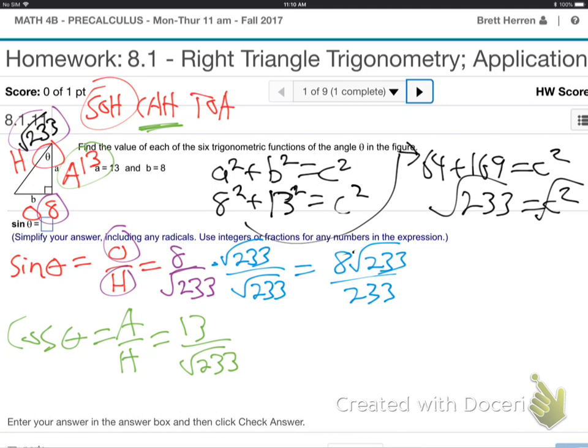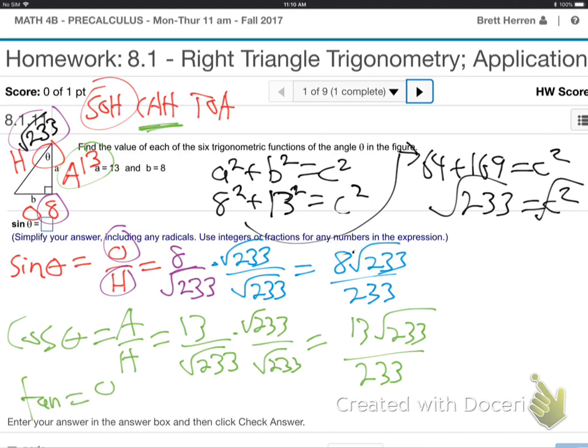So these are like easier versions of the little triangles you already have to do in the coordinate systems. Multiply top and bottom by root 233, and you get 13 root 233 over plain 233. Tangent, you could do all the rest, right? Tangent would be opposite over adjacent, TOA. And then the other three, you just flip it. Cosecant, secant, and cotangent. Good enough for number 1?